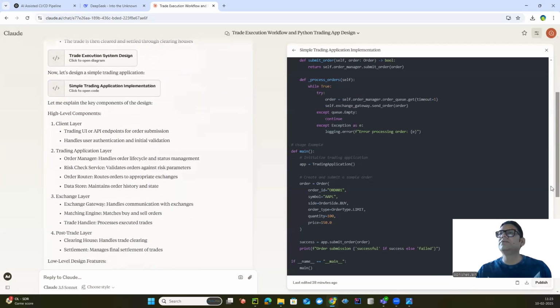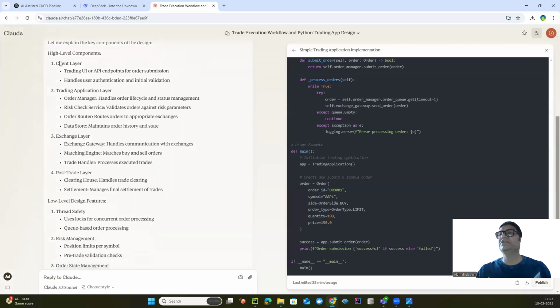Okay, so now let me explain the key components of the design, the high level components. Client layer: trading UI or API endpoint for order submission. It didn't include WebSocket, but that can be another mechanism which we can use to place the orders.